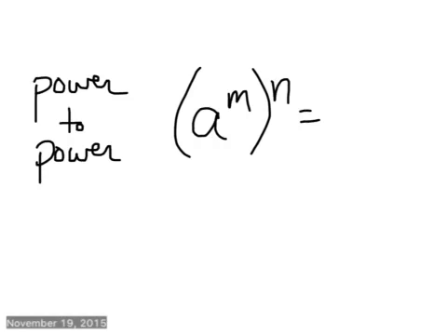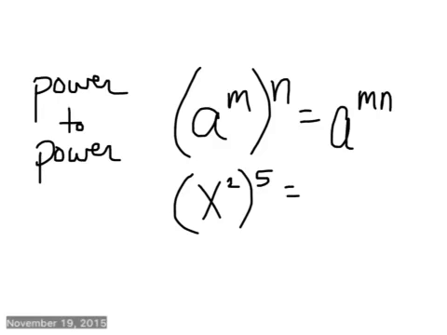The second one is called power to a power. And how it's worded is a to the m to the n. Does anybody remember what you do when it's a power raised to another power? Yeah, you multiply the exponents. So it's a to the mn. So in this case, if I had x squared to the 5th, according to what Dylan just told me, that would be x to the 10th.